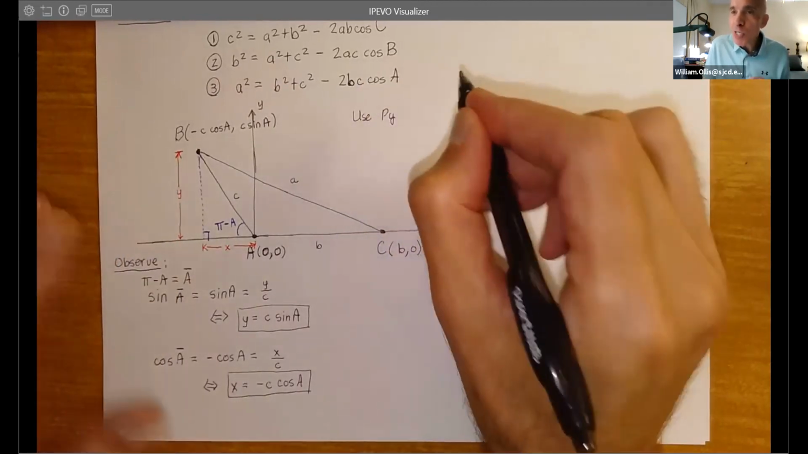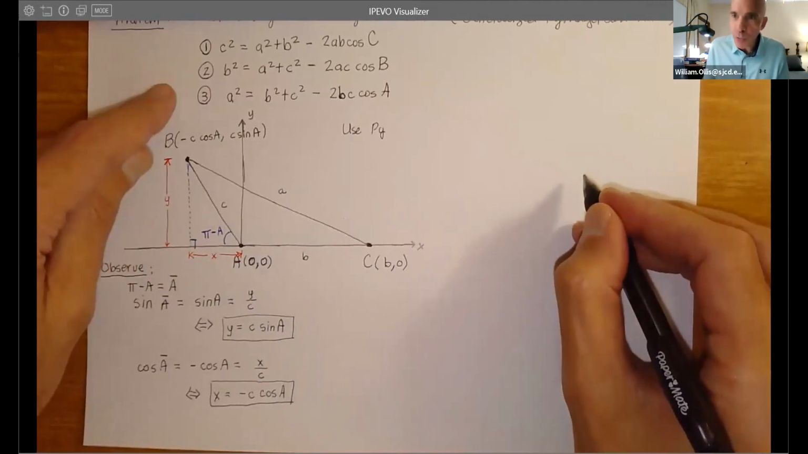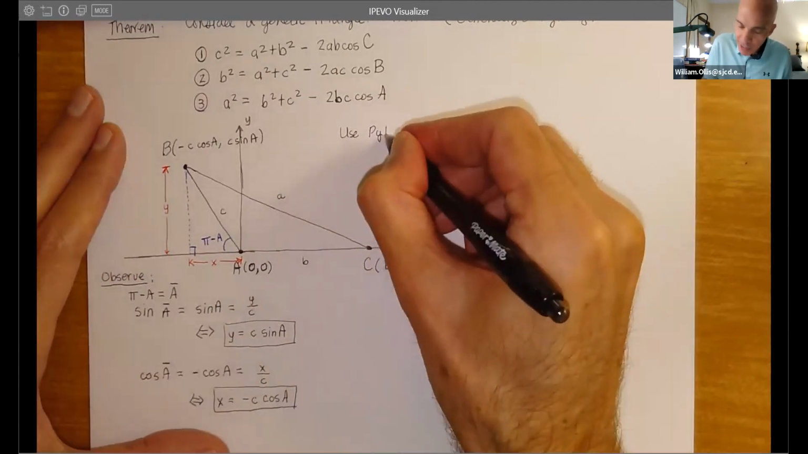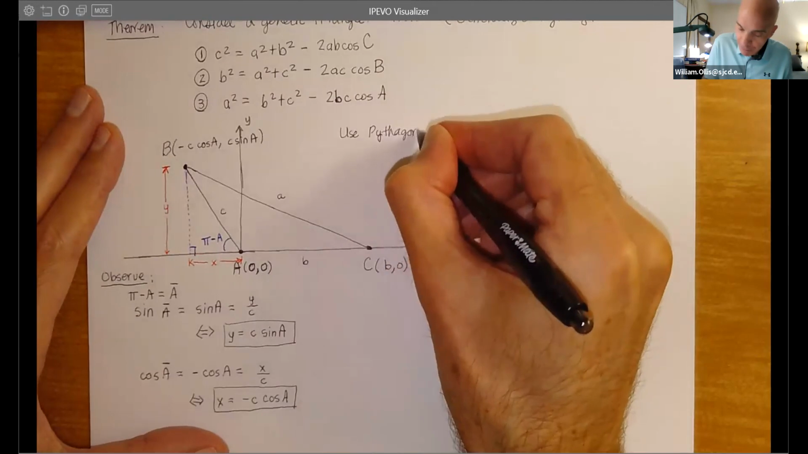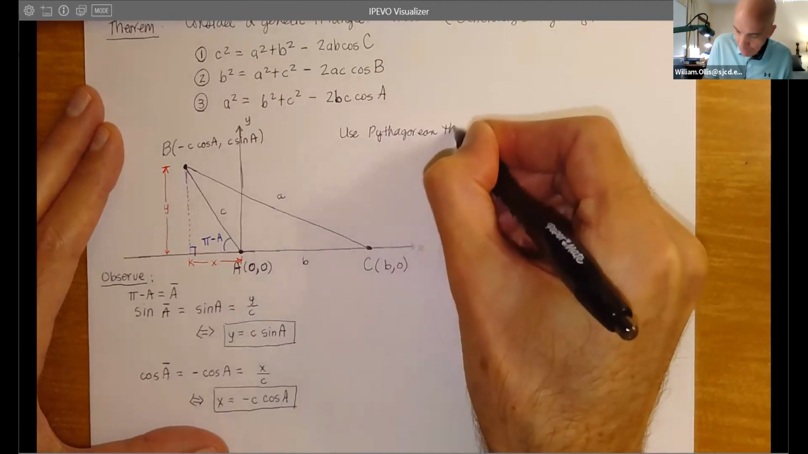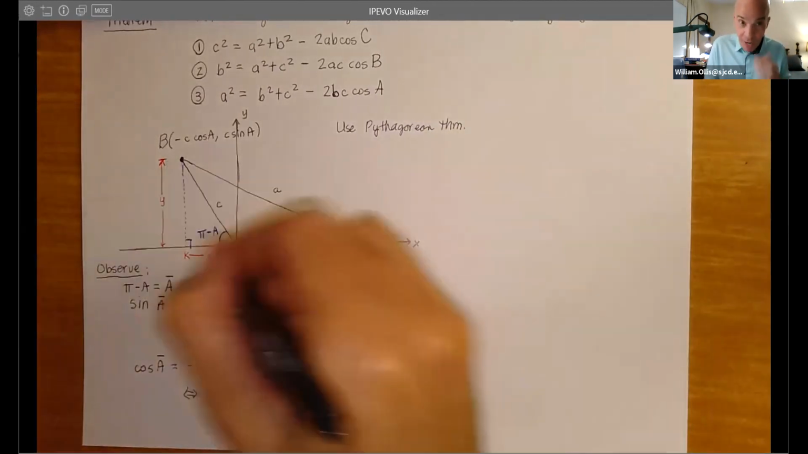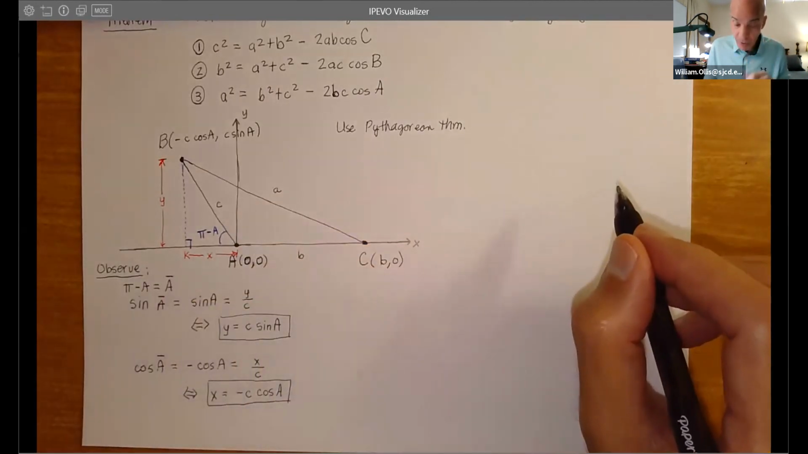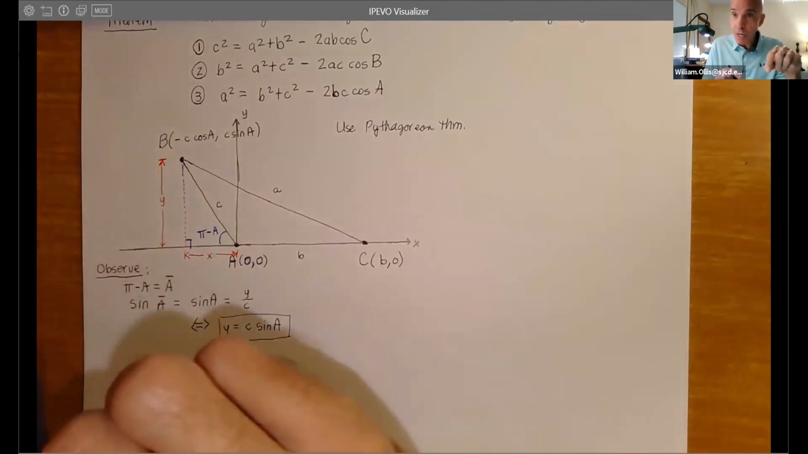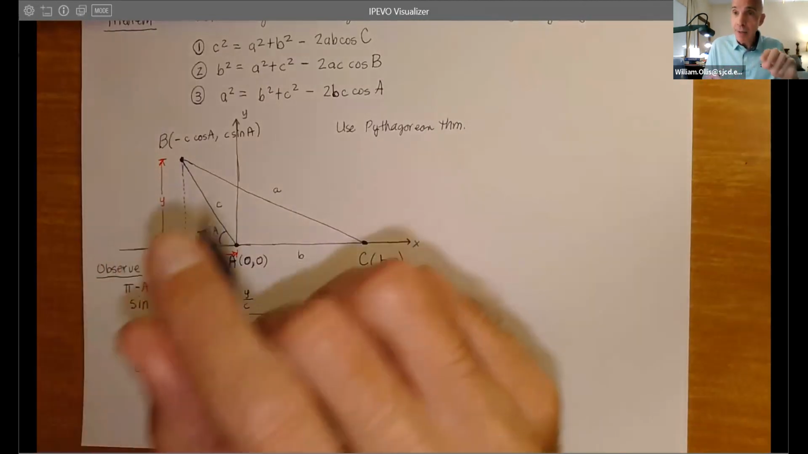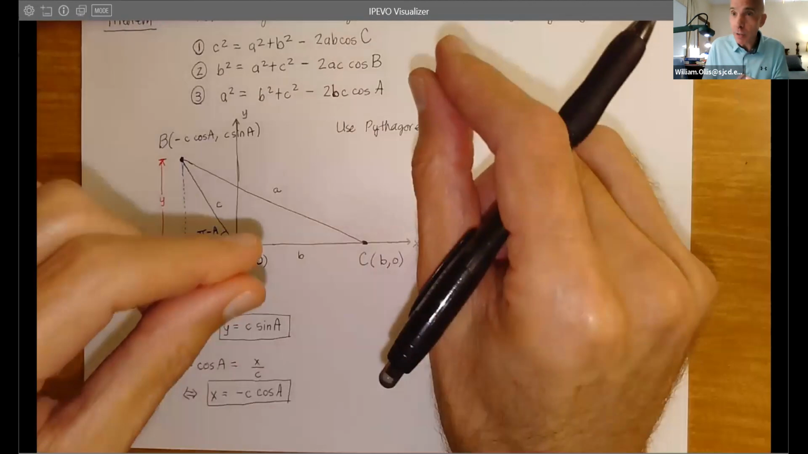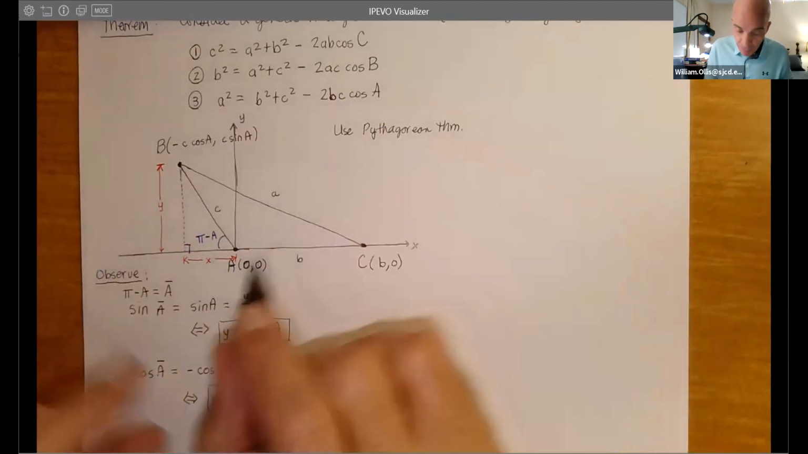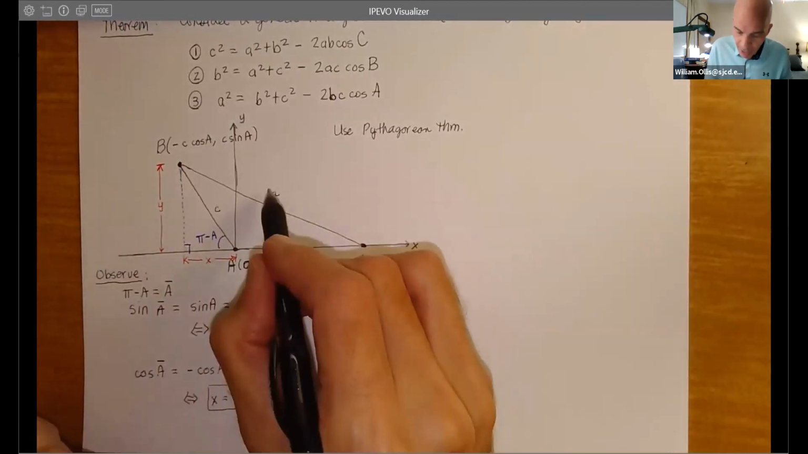We're using the Pythagorean theorem to prove a generalization of it. That's okay, that's not circular reasoning. This is a right triangle here, so we can use it. It's not like we are assuming something in the proof which is part of the conclusion. So we're good.